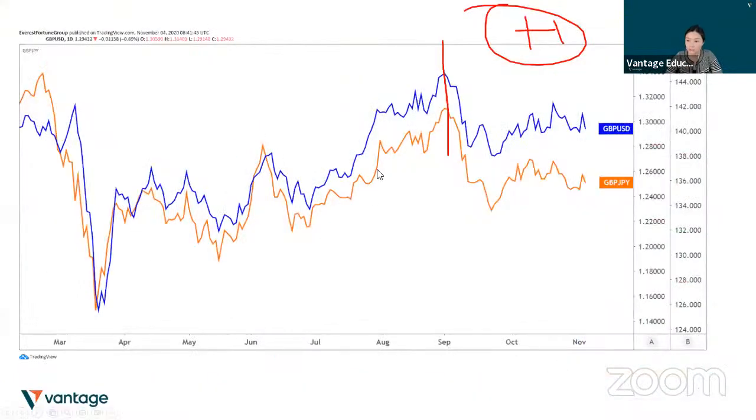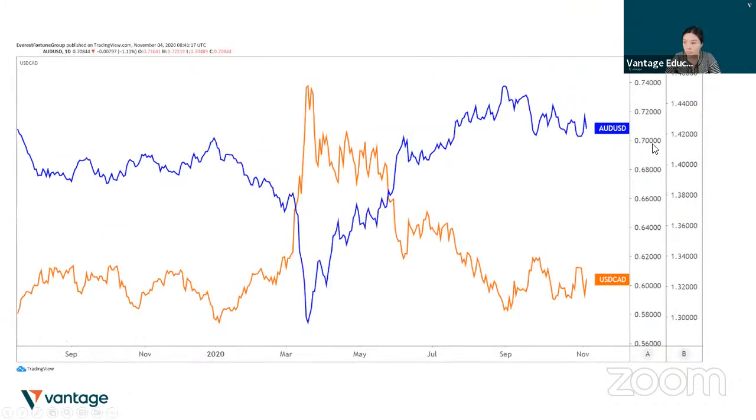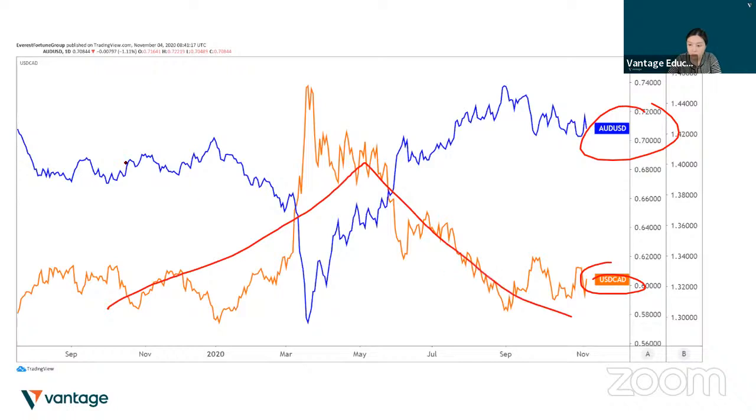Okay, so let us come back here. So yes, this is positively correlated. And then here we have our AUD USD and USD CAD. So in this case, you can see that our prices move in the opposite direction.